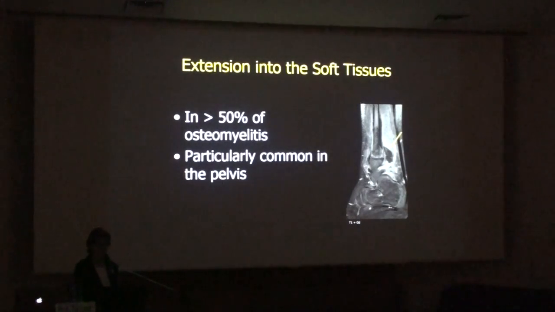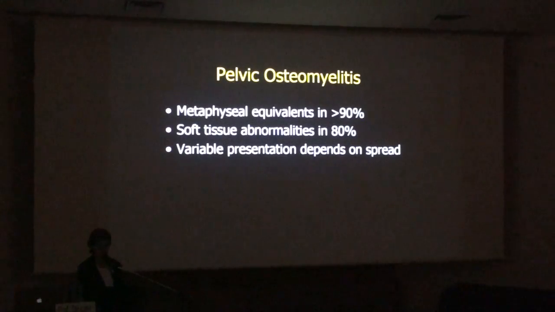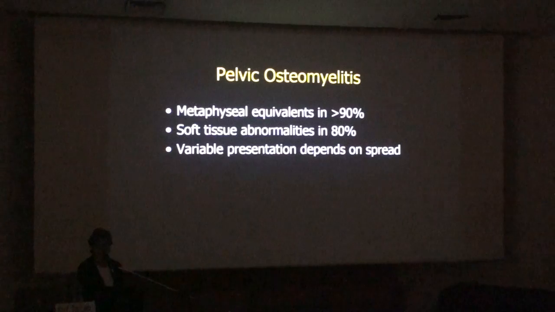So once it's gone into the subperiosteal space, it very frequently will extend also into soft tissues within children. This is particularly common in the pelvis. You can see here adjacent to this ankle infection, there's a large collection within the soft tissues. Well, why is pelvic osteomyelitis such a dilemma? Well, as we said, there are so many metaphyseal equivalents in the pelvis. So the vast majority of metaphyseal equivalent infections occur in the pelvis, and many of these will extend out into the soft tissues. And unfortunately, children can't always be helpful historians, so they may come in and just be irritable.